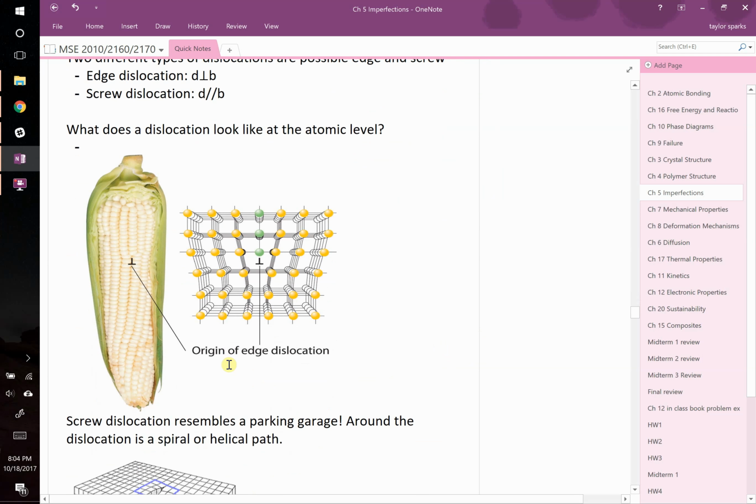And again, you can see these all over the place. In corn, you can see an extra half row. It's right there. They're all over the place. So again, this is us looking down along an edge dislocation, and this extra half row of atoms is visible there.